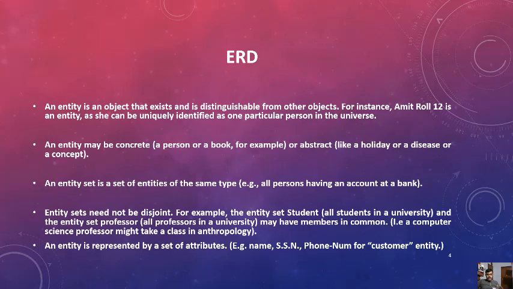Maybe it is possible, because if in the anthropology department there is a class of C language, then a computer professor can go into the anthropology class. So an entity set need not be disjoint. It may be disjoint, but it is not mandatory. An entity is represented by a set of attributes like name, SSN, phone number, and so on. These are the attributes which are associated with those entities, like student.